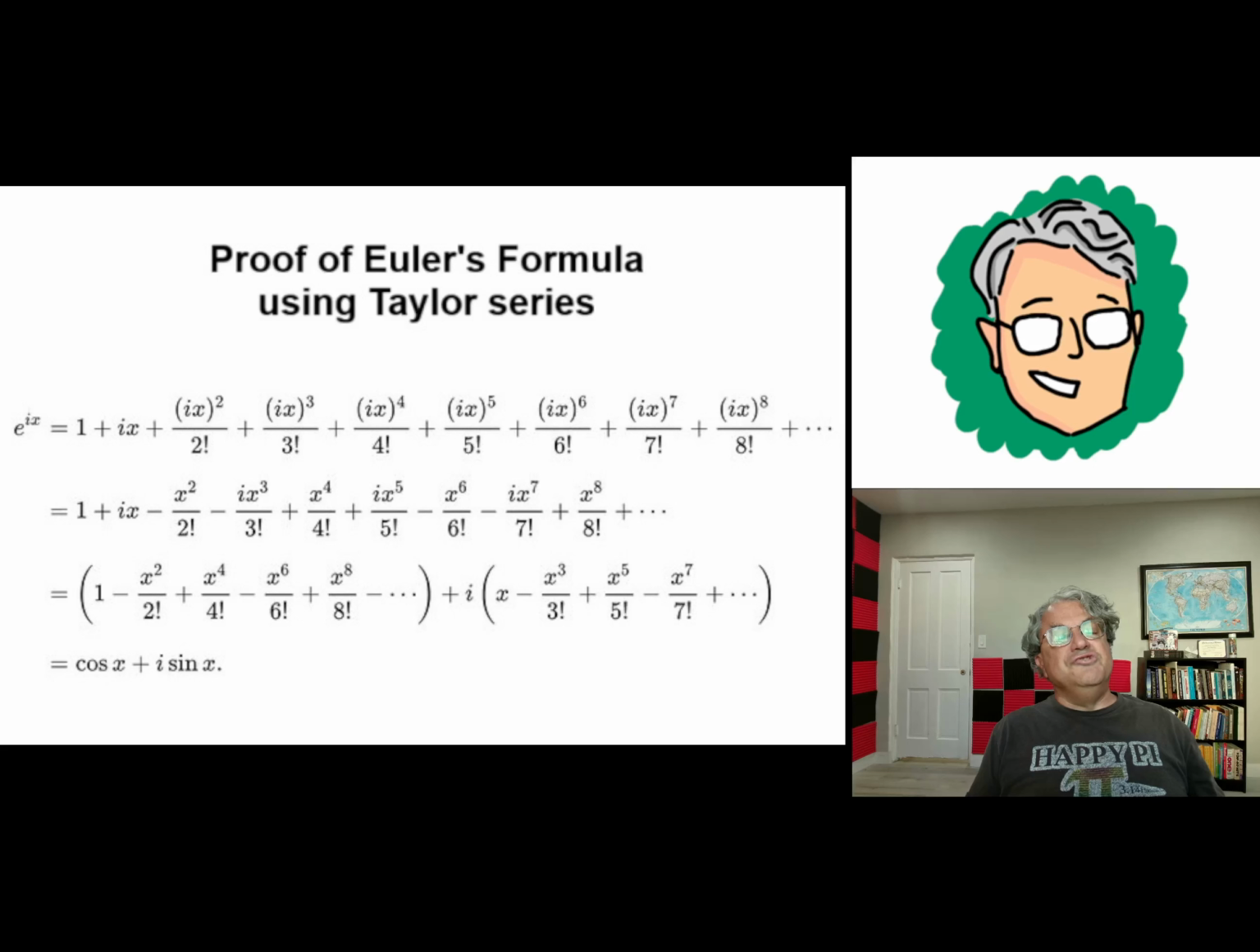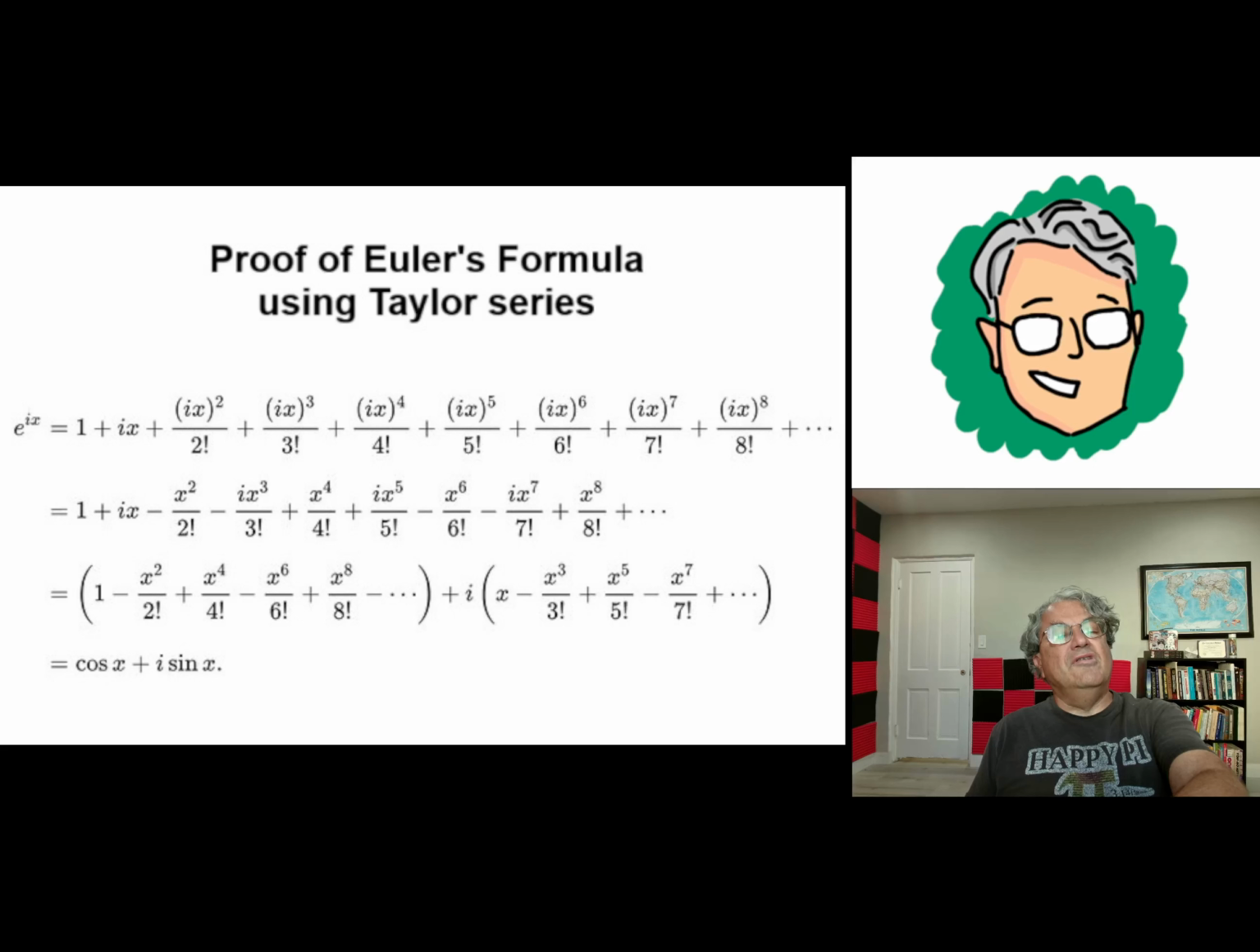And then once you simplify this, you separate out the real and imaginary components, and lo and behold, the real component turns out to be the Taylor series for the cosine function, and the imaginary part is the Taylor series for the sine function. And you have a factor of i outside. So you get cosine x plus i sine x. This is how most students first learn how to derive Euler's formula. So I think it's a really beautiful derivation.